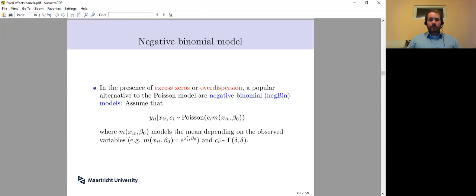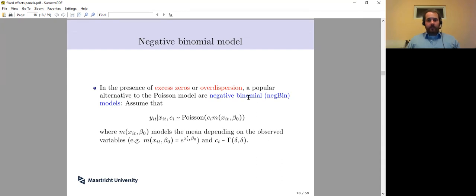So what are the alternatives? Well, a very popular alternative is this negative binomial model, which is used both in the presence of excess zeros, but actually mostly when overdispersion is present. So the variance is larger than the mean. For the excess zeros, we will look at the zero inflated Poisson in a second.